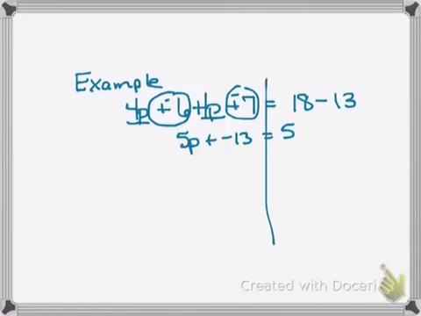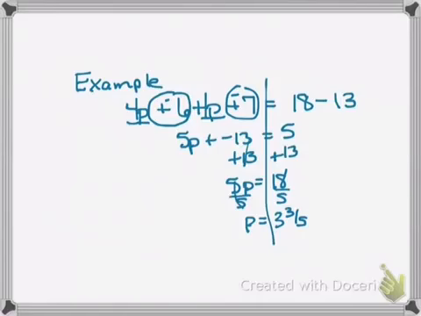But now it's a two-step equation. Find your variable, remove what's furthest first, so add 13 to both sides. If you simplify, you'll have 5p equals 18. 5p is being multiplied, so I'm going to divide by 5. So my final answer will be p equals 3 3/5.